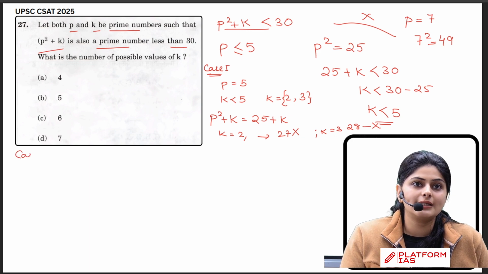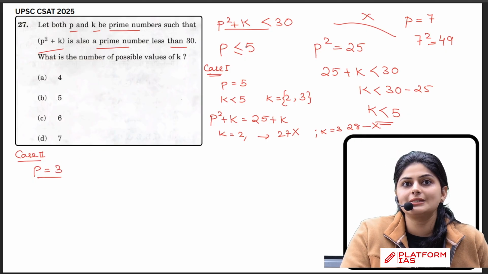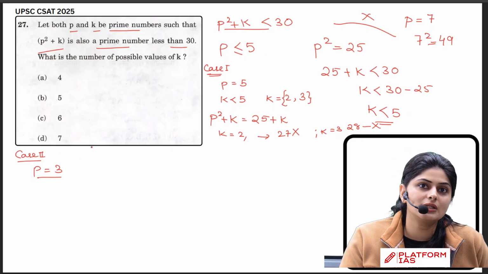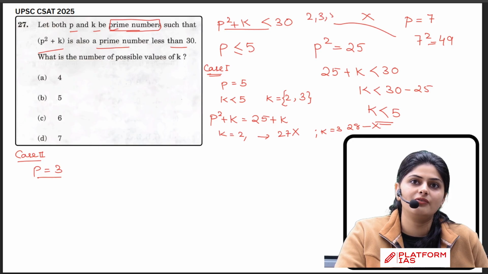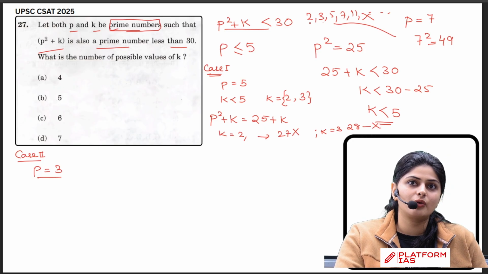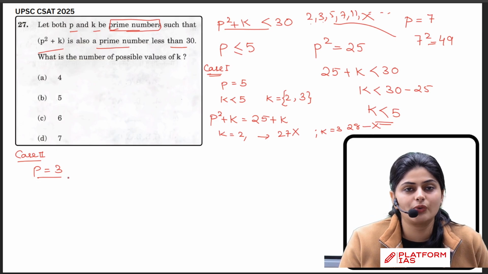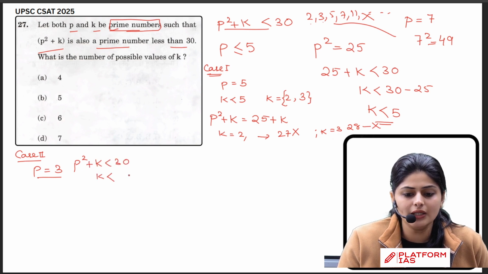Now moving to the next case where p is 3. See, why are we taking p less than or equal to 5, then why are we not taking p as 4? Because p is a prime number. And what are the prime numbers? 2, 3, 5, 7, 11 and so on. So less than 5 means we have 3 and 2. So when p is 3, what will be the value of k? That means p square plus k is less than 30. So k is less than 21.